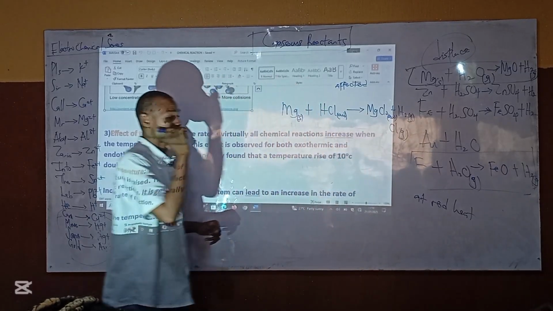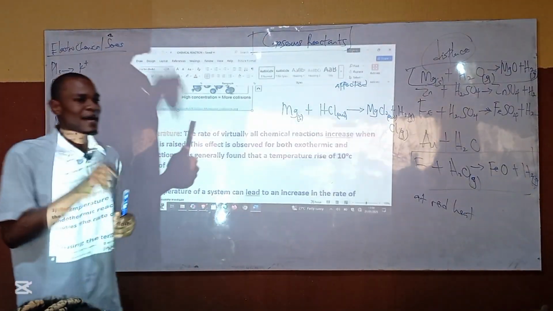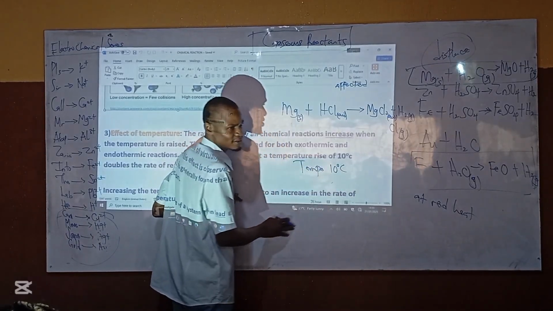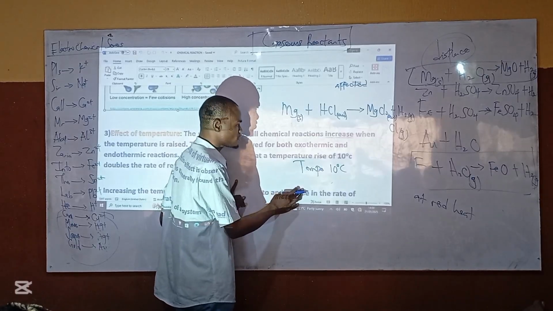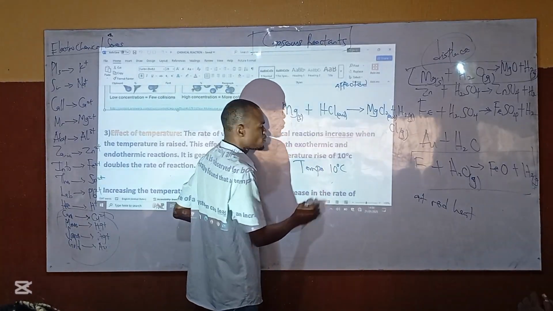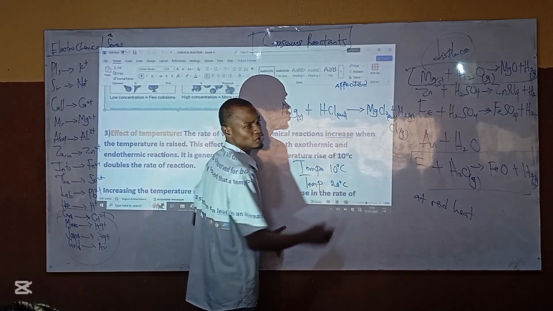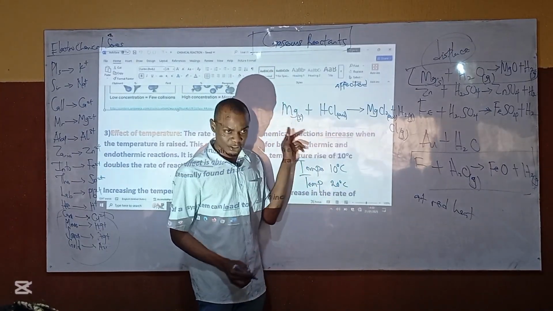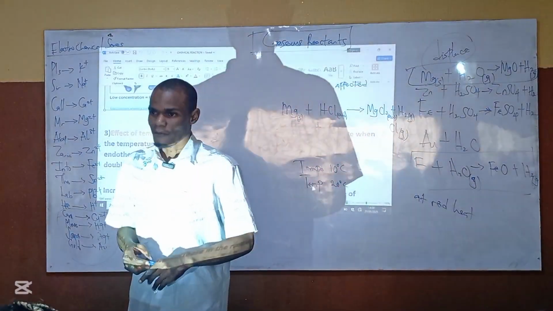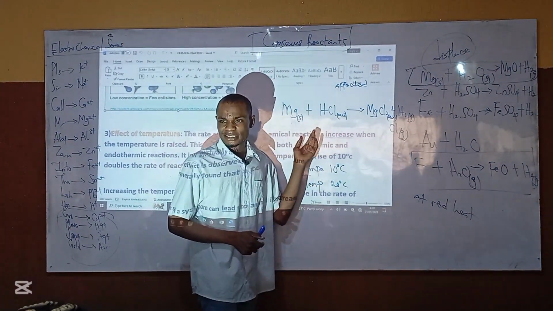Now, when you pour your magnesium ribbon in hydrochloric acid and the temperature that you apply is 10 degrees Celsius, you can note the time of evolution of what? Hydrogen gas. If you increase the temperature for the second experiment to 20 degrees Celsius, the effervescence of hydrogen gas will be very, very what? Fast. Because of what? You have increased the temperature of the reactants.